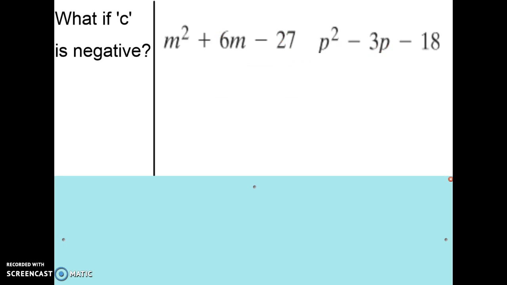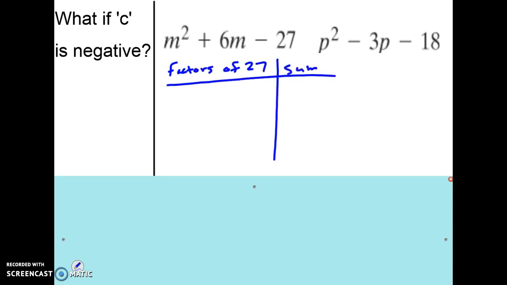Here what we would do is find factors of 27, and then we want to find their sum. This would be using the table method. And factors of 27, but it should actually be negative 27.